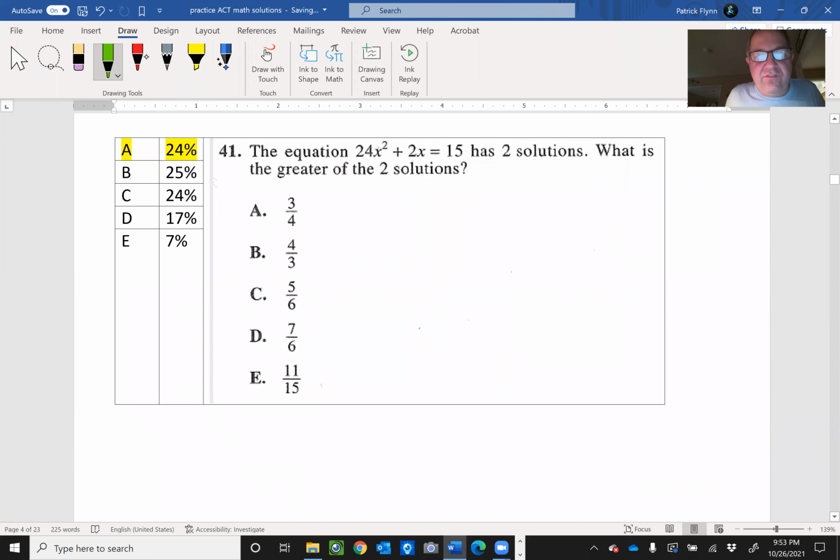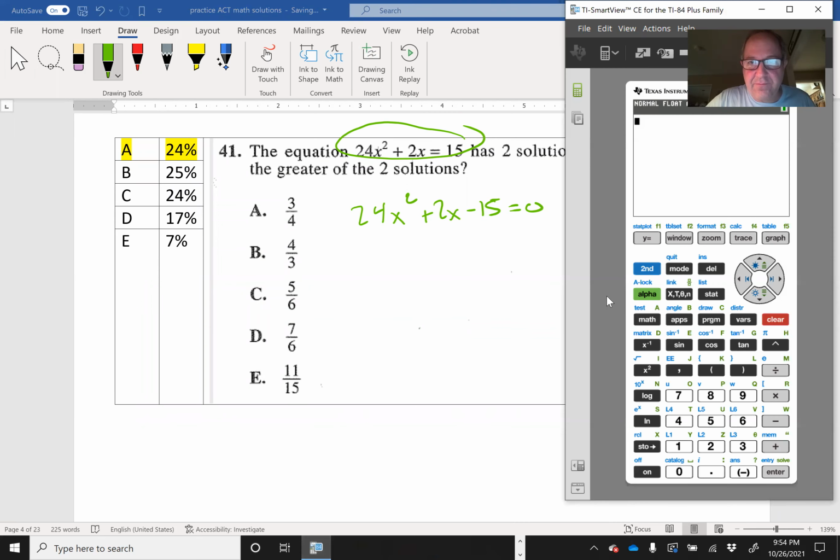Question number 41 says this equation has 2 solutions. What's the greater of the 2 solutions? Well, to solve a quadratic, we've always got to get it equal to 0. And you could try factoring on this, but I don't believe ACT would want you to factor. I think ACT really would want you to use your calculator. I'm going to graph it. So I'm going to press y equals. We've got 24x squared plus 2x minus 15.